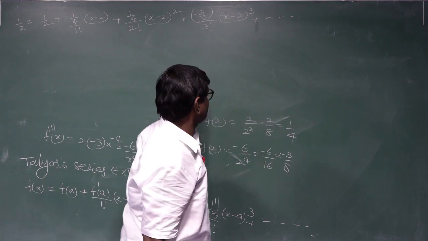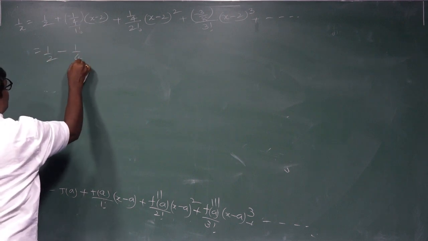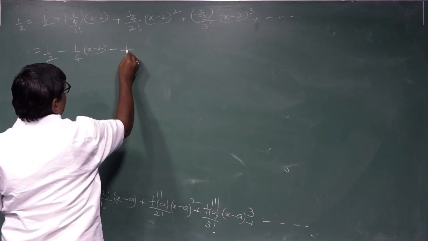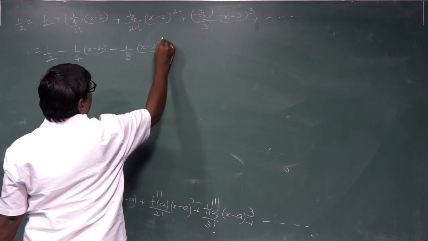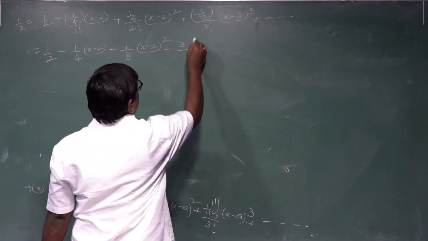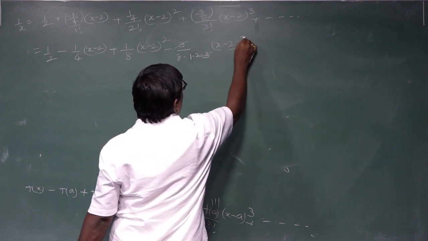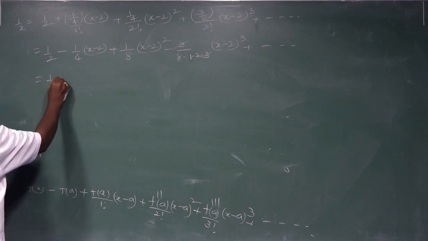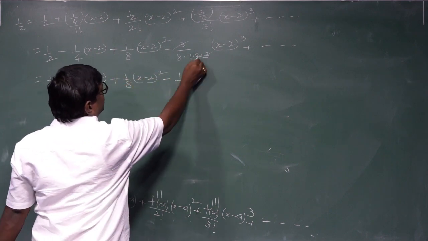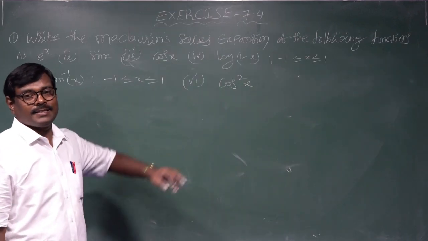Substituting these values, equal to 1 by 2 minus 1 by 4 into x minus 2, plus 1 by 8 into x minus 2 power of 2, minus 3 by 8 by 6 into x minus 2 whole cube, so equal to 1 by 2 minus 1 by 4 into x minus 2 plus 1 by 8 into x minus 2 whole square minus 1 by 16 into x minus 2 whole cube plus and so on.